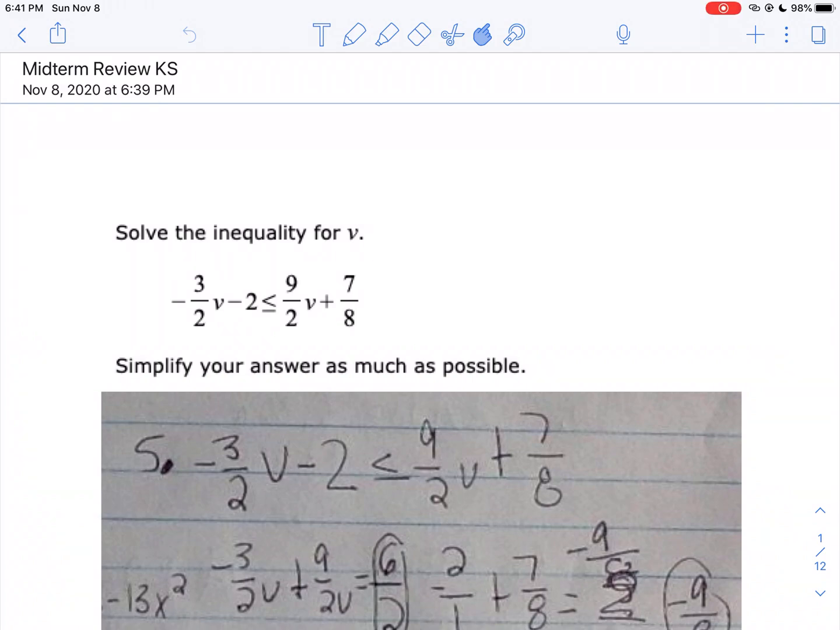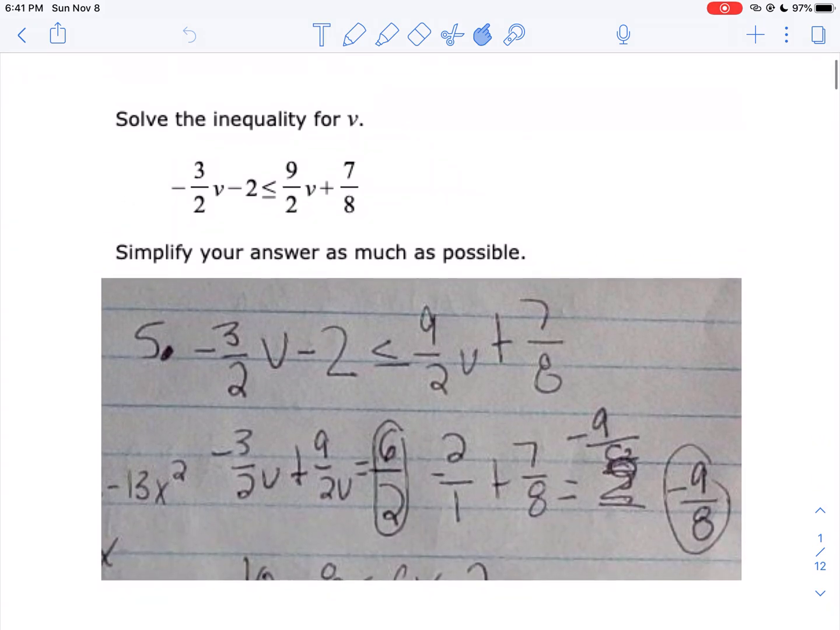Hey, let's take a look at your midterm review. Let's start with problem number 5, and let's take a look at your work. The first thing you do, I notice, is when you move 9 over 2v to the other side, you don't add. The opposite of adding is subtracting. The other thing is you lost your v.